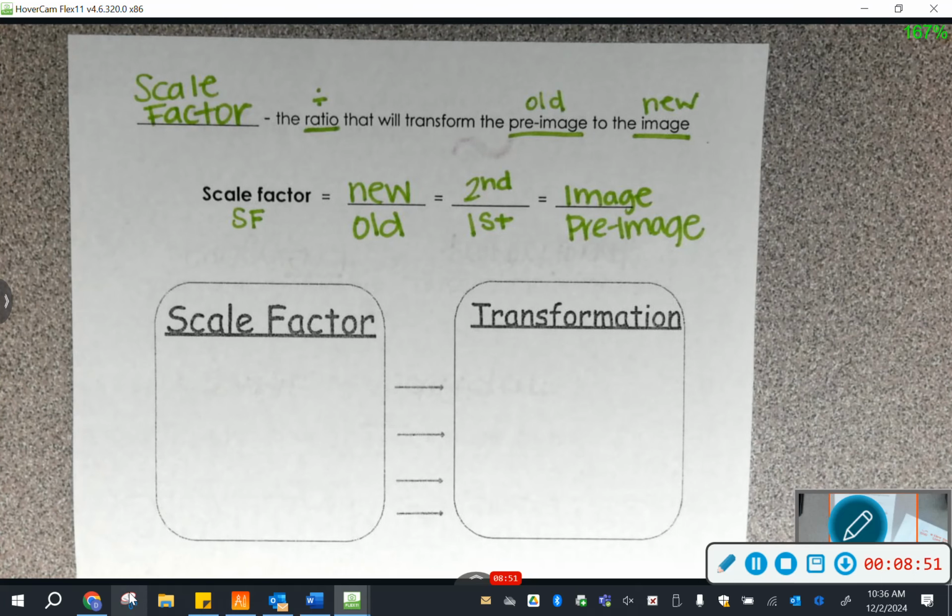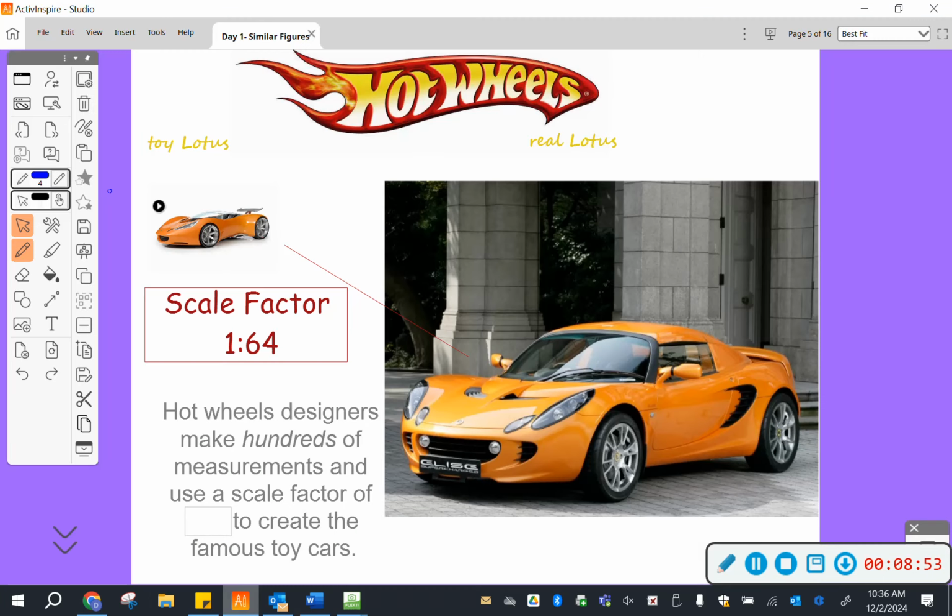All right, let's go look at that lotus again. A lotus is 64 inches tall. A Hot Wheel is 1 inch tall. So in order to find the scale factor, I do my new over my old. So I'm going to do 1 over 64. That gives me a scale factor of 1/64. And that's how they create it.